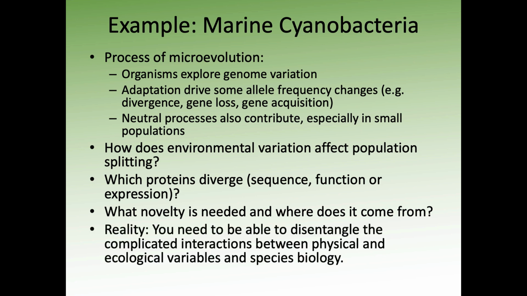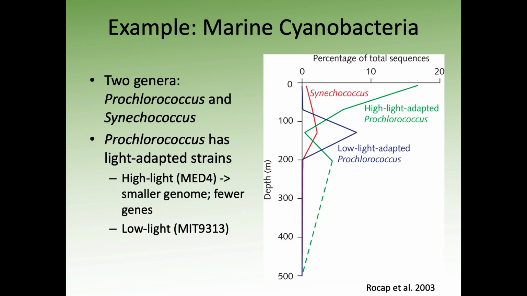When we think about these different problems, we have to be able to disentangle a lot of complicated relationships between the physical, ecological variables, the genetics, and the species biology in order to really understand these processes. And the ocean presents a nice system for this because we can identify a characteristic like depth that can be a nice proxy for multiple different environmental factors. If we think about the two most frequently observed marine cyanobacteria in the ocean, the two genera Prochlorococcus and Synechococcus, we find that they exhibit different levels of adaptation to light intensity.